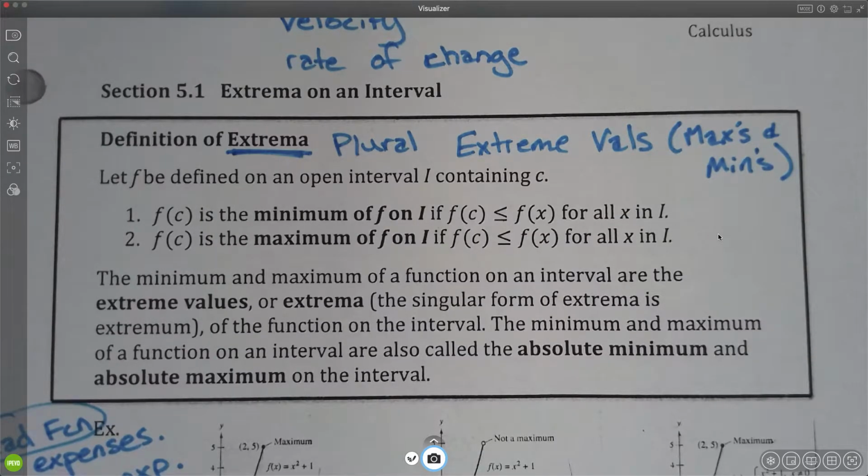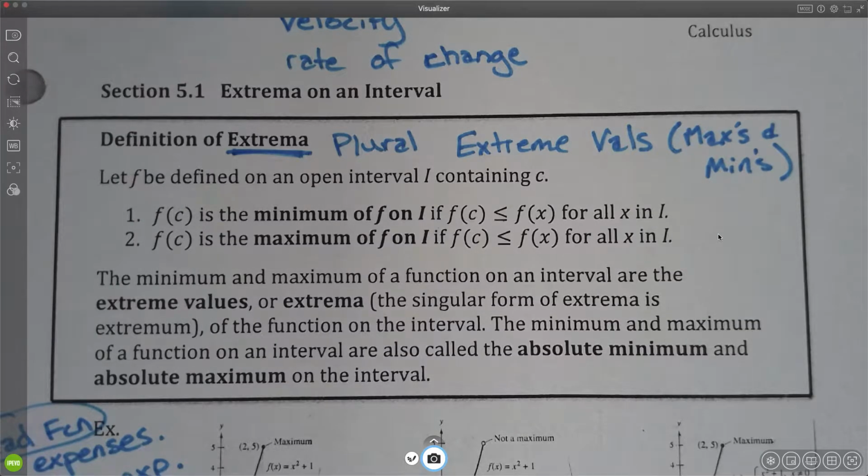Okay, so the minimum and maximum of a function on the interval are the extreme values, or extrema. The singular form of extrema is extremum. The minimum and maximum of the function on an interval are also called the absolute minimum and the absolute maximum. If you have more than one, or you have higher or lower places, a lot of times they'll call it a relative minimum.